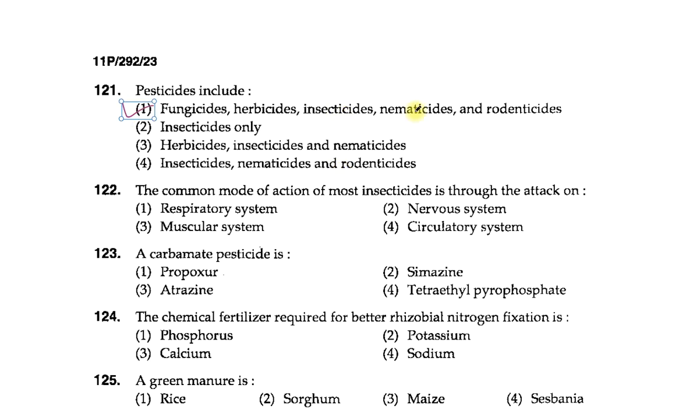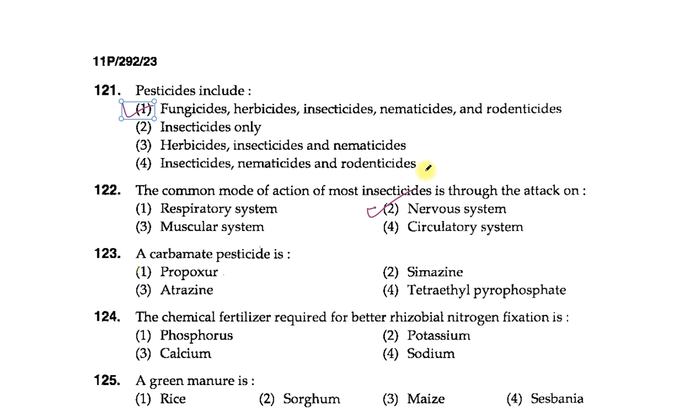Question number 122. The common mode of action of most insecticides is through the attack on 1. Respiratory system, 2. Nervous system, 3. Muscular system, 4. Circulatory system. Option 2, nervous system, is correct. Most insecticides act on the nervous system, causing potassium and sodium imbalance.